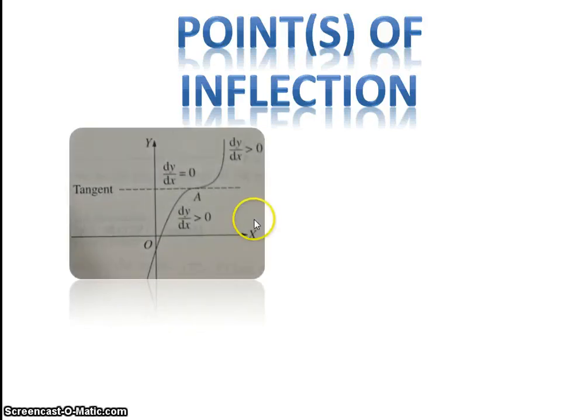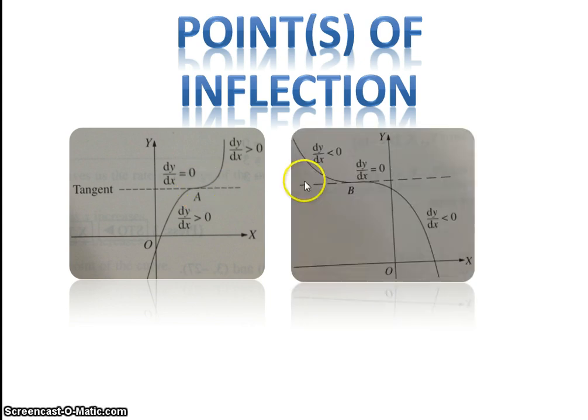A point of inflection is a point on the curve where there is a change in concavity around it. You can see a point A: on the left, the curve is concave down, and on the right, it is concave up. Now this point A is a stationary point of inflection because its first derivative is equal to 0. So is its second derivative.